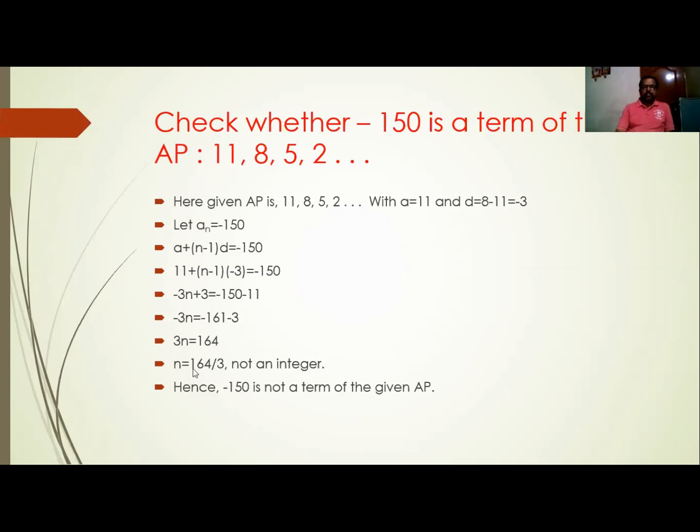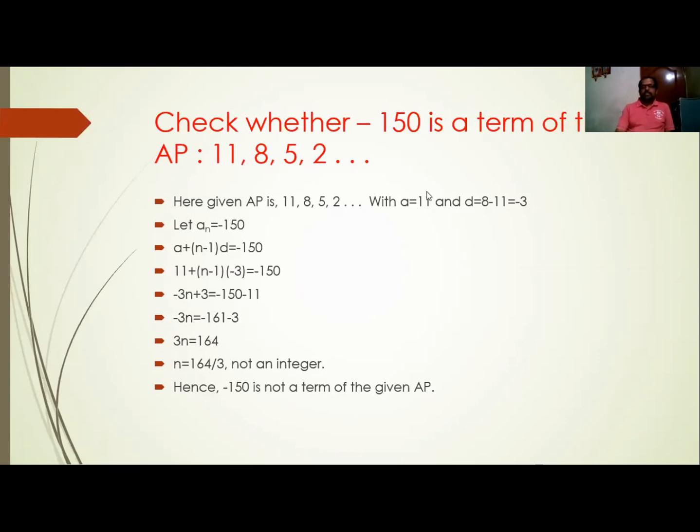So n will always be a positive integer, right? Since it is not an integer, we can say that minus 150 is not a term of the given AP. So whenever such type of example is asked, where some number is given and you are asked to check whether the given number is a term of the given AP or not.